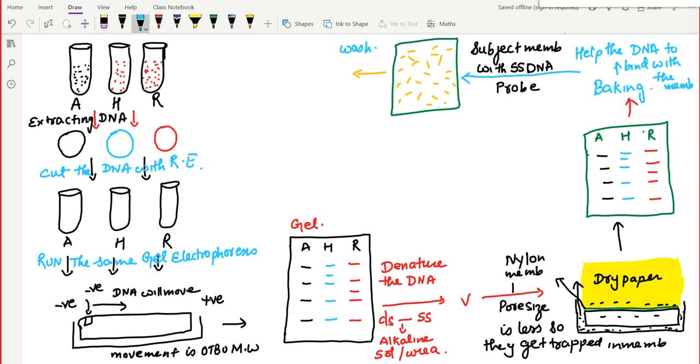Now two things will happen. See, there will be certain DNA probe which will be binding to this particular DNA sequence. Now this is firmly attached. If something attaches to this one, during washing it will not go off.